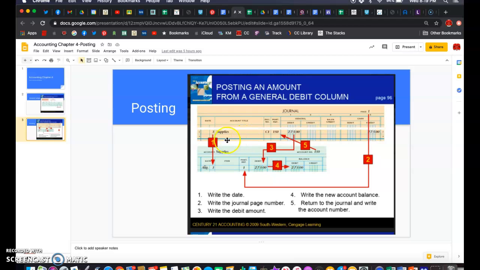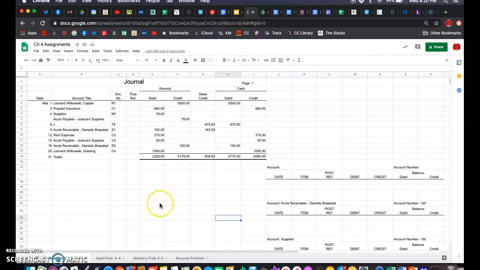What we're going to do then is take this information and go to the supplies general ledger sheet, and we're going to put that transaction in here and come up with a current balance. I'm going to walk you through how to do that.